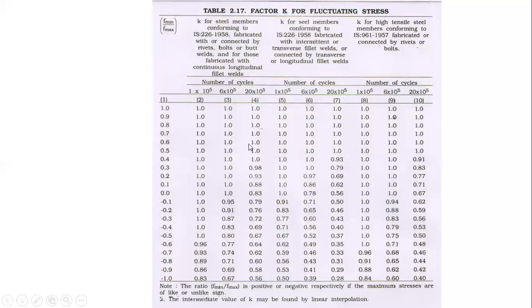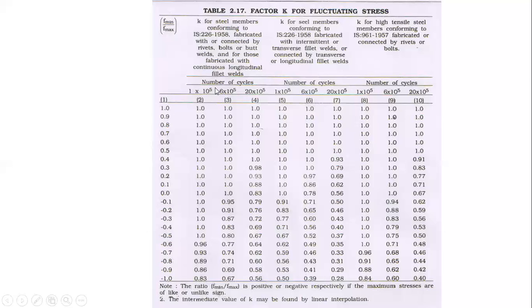So here, this is F minimum by F maximum. F minimum means minimum stress, minimum force, and F maximum means maximum force. Sometimes both are tension, sometimes this is tension and this is compression, sometimes this is compression and this is tension, depending upon the type of the force. We have these values here: from 1.0 to 0.0 these are positive values, and the rest are all negative values.